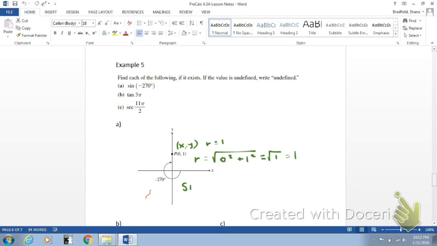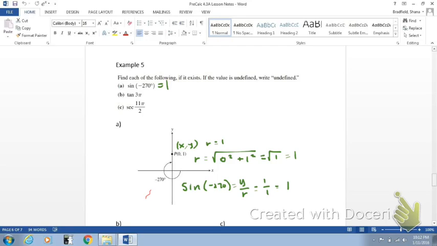I know that the sine of negative 270 is going to be found by taking y over r. Y is 1 and r is 1. So the sine of negative 270 would be 1. You could put that in your calculator and ask it to find the sine of negative 270, and it's going to give you 1. We can do the same thing with B and find that angle.